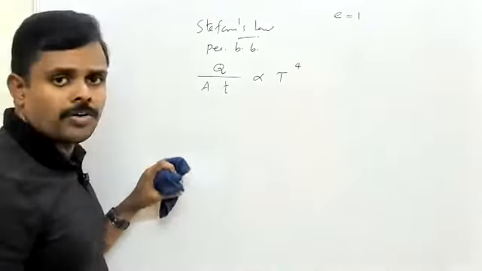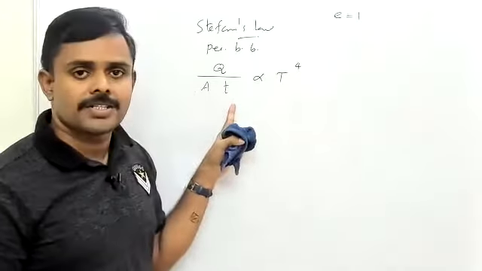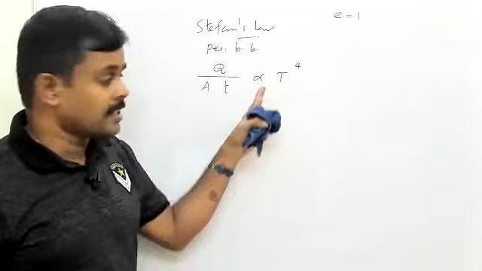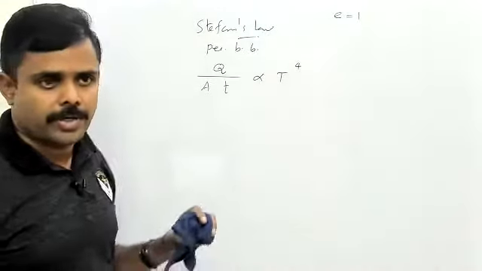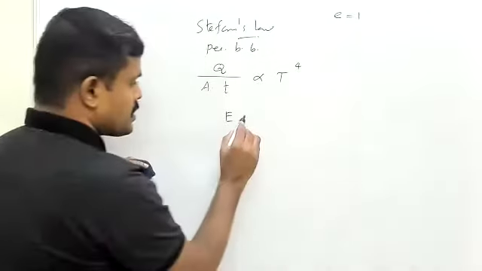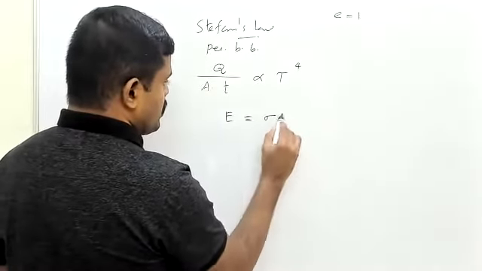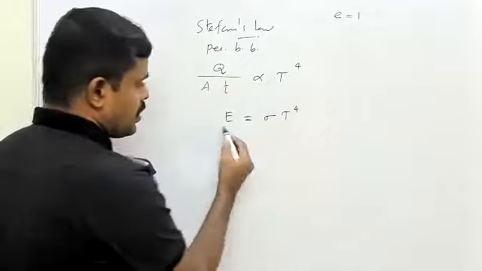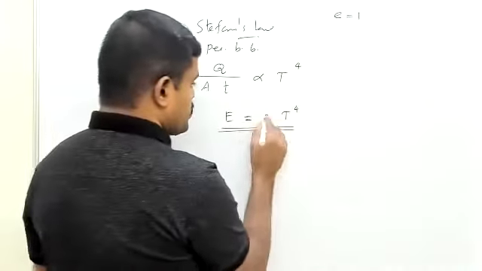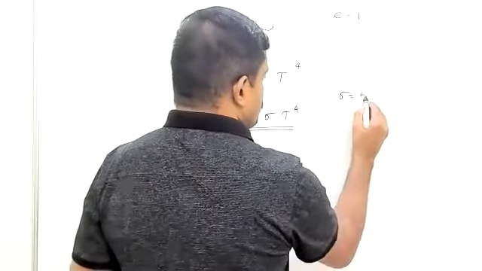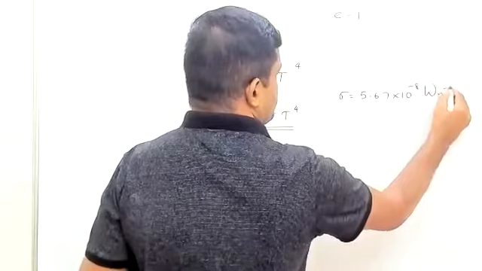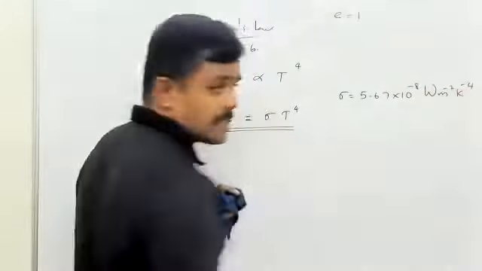Okay, anyway, the amount of energy emitted per area per second is proportional to the fourth power of the absolute temperature of the body. Or I can call this capital E, hope you remember, is equal to a constant into T raised to 4. This constant is called Stefan's constant. Its value is sigma equal to 5.67 into 10 power minus 8 watt per meter square per Kelvin raised to 4. It's easy to memorize.